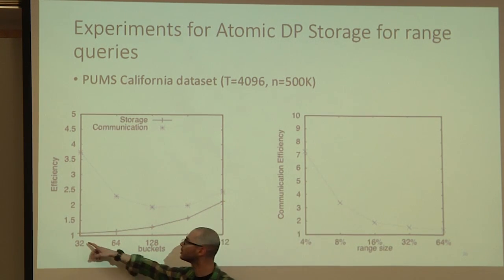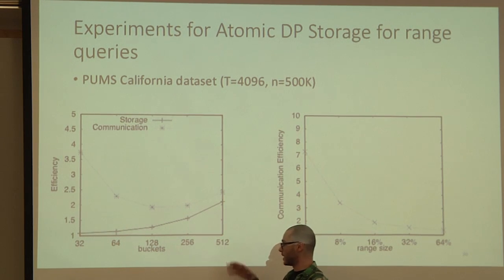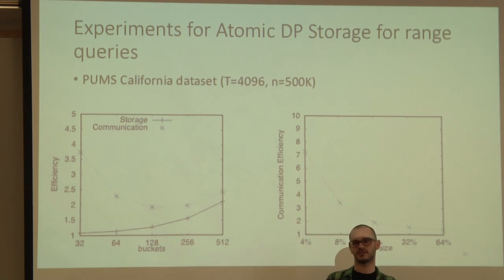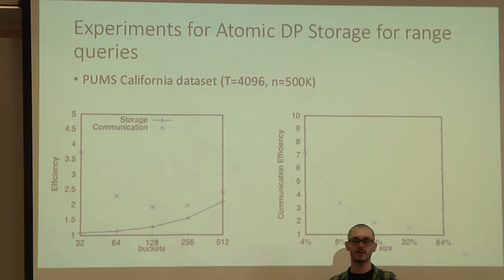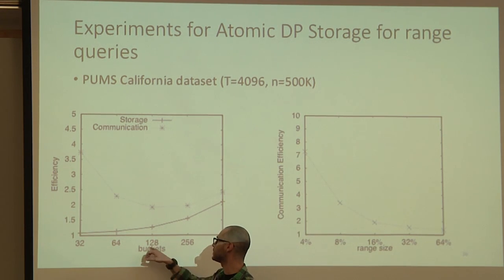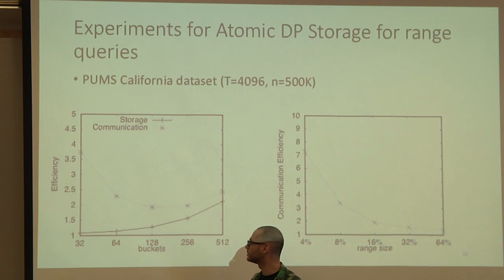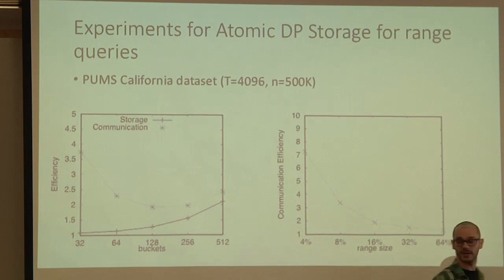So the communication explodes. If we have a lot of buckets, we can avoid this problem, but we introduce more dummy records in the answer, because for each query, we have to retrieve more than one bucket, which means more copies of dummy records. And we find that a nice trade-off is to use 128 buckets for this data set. This is what we use for our next experiment.